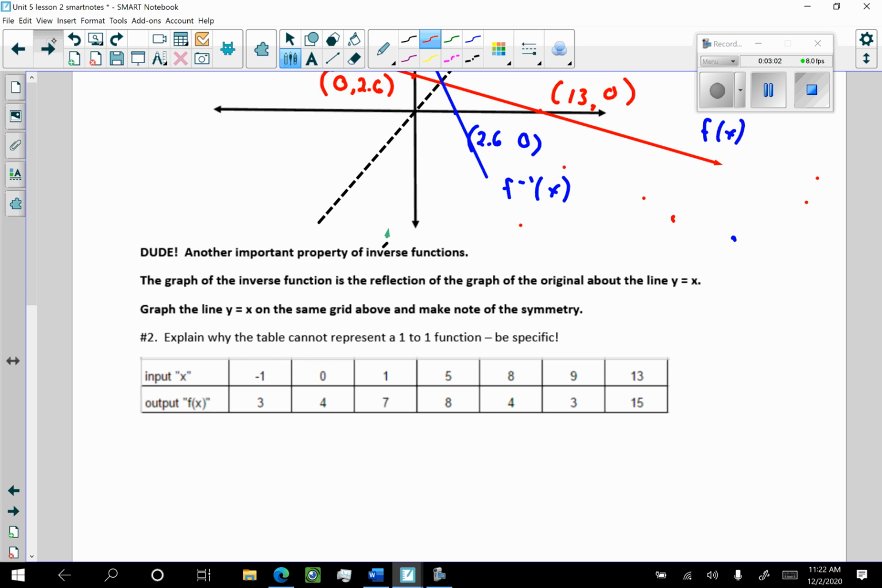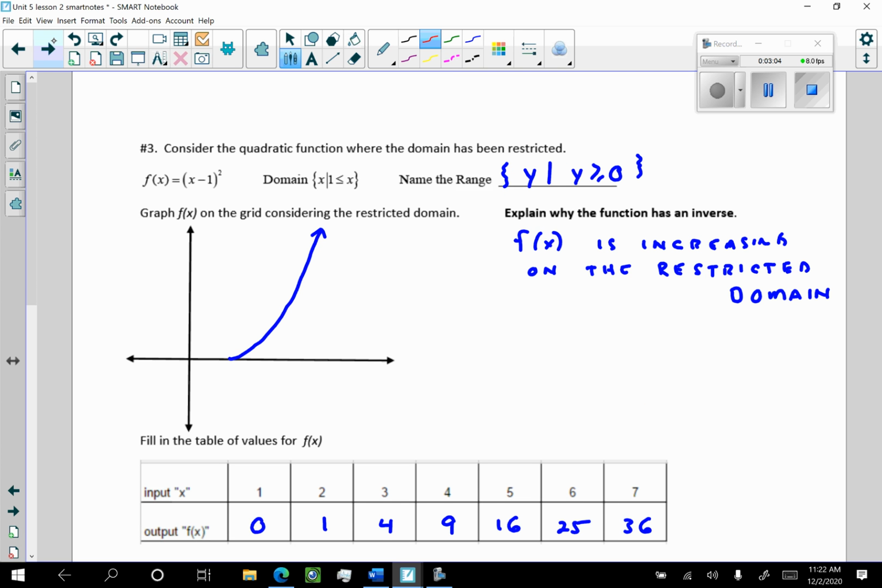This is the problem that I really want to concentrate on today. Consider the quadratic function where the domain has been restricted. So I want to look at this function, but I'm only going to look at it on the domain x is greater than or equal to 1. And this quadratic is in vertex form with a vertex of 1, 0. So this point right here is 1, 0. If I put 1 in, 1 minus 1 is 0, the output is 0. And so this graph is half of a parabola.